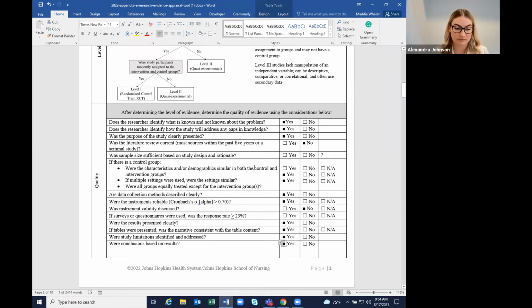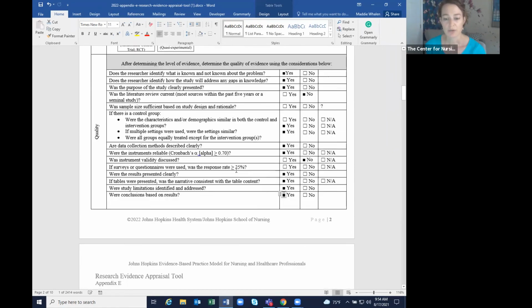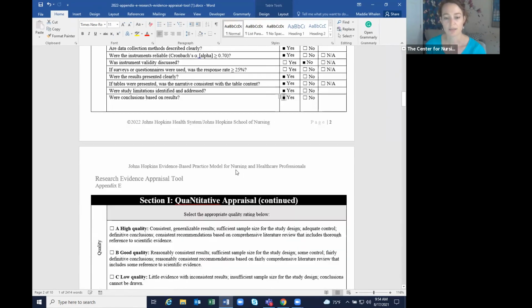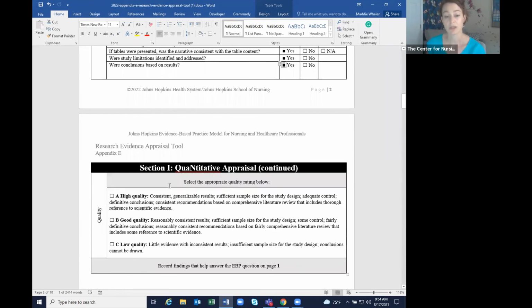Yeah, I agree. So we have all of our yes or no questions answered, and then we have a couple that we don't know. And so the next thing would be to scroll down to the next page and to complete this, the rating. So this is looking at the quality. Was it a high quality, good quality, or low quality?